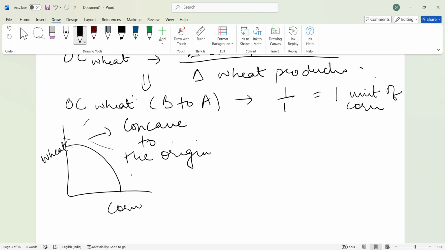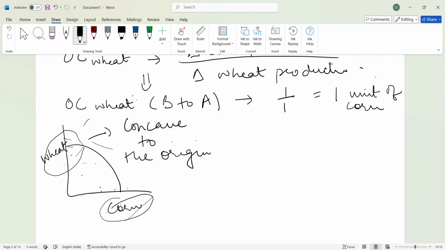So if I am using the resources, I have limited resources. The resources that I am using in the production of wheat are not as efficient as in the production of corn. So the resources are not equally efficient in the production of all the goods that we take in an economy. In this particular case, two goods that we take in an economy, wheat and corn. The resources that I'm taking in the production of wheat might not be equally efficient as in the production of corn.